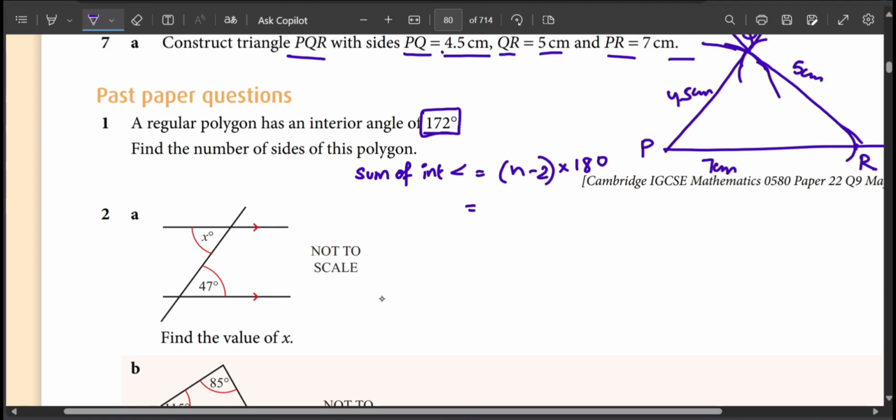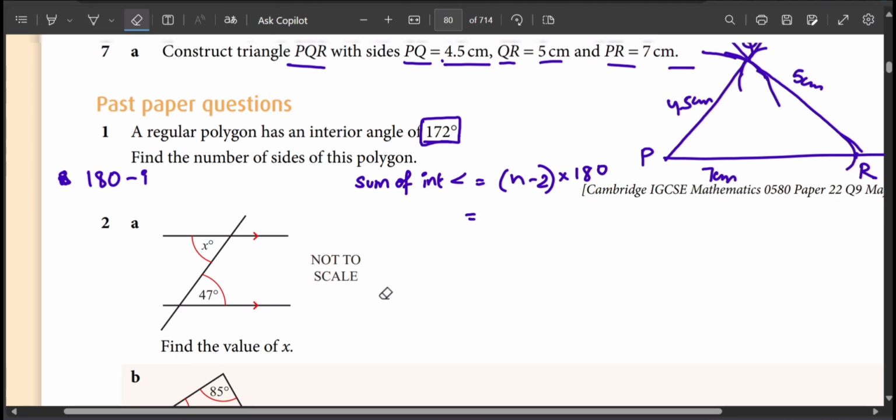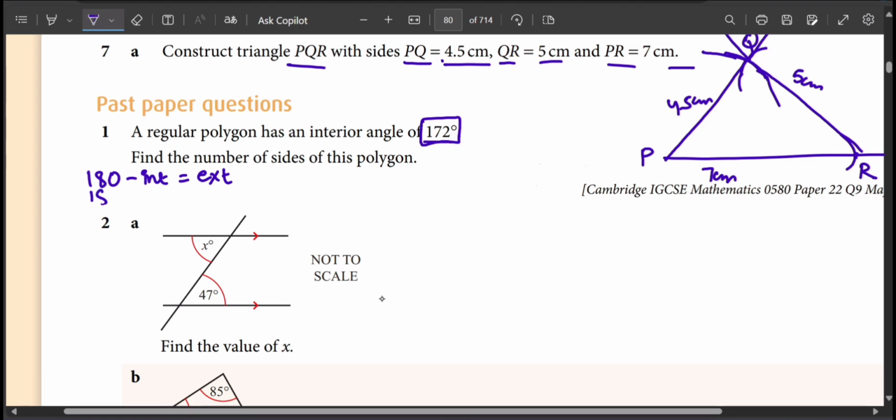For this we also know another formula, that 180 minus interior is equal to exterior. This is all about trying and testing which formula suits best and what values you have for a certain formula. Let me erase this first. Now, 180 minus interior is equal to exterior. We know the interior, so 180 minus 172 is our exterior.